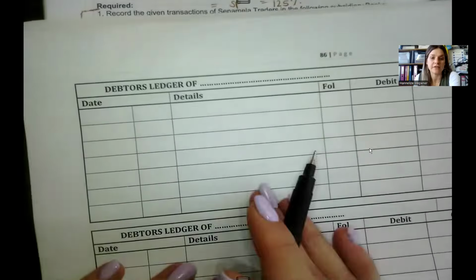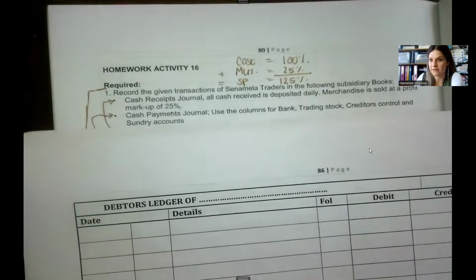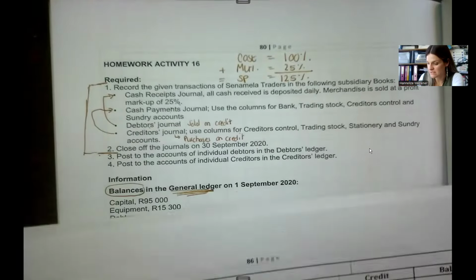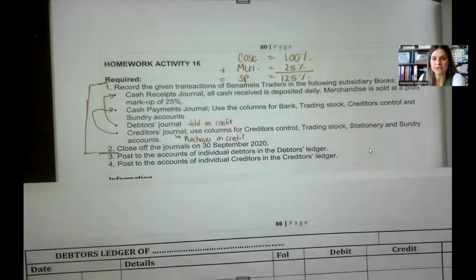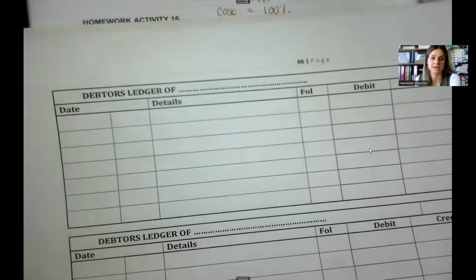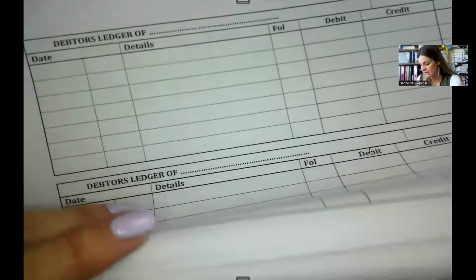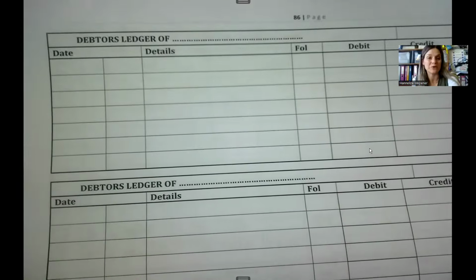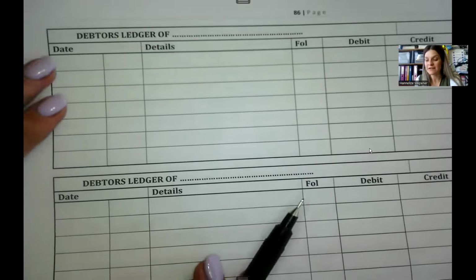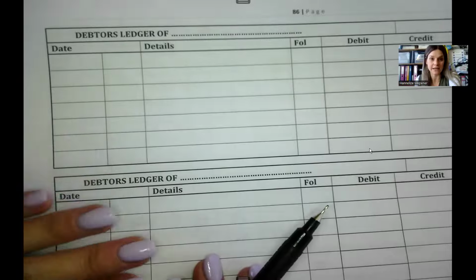In the last video, we looked at the different journals for our activity for the month ended September, so September 2022. We looked at all of the transactions in the CRJ, CPJ, CJ, DJ, all of those journals. What we have to do now is look at the debtors ledgers.